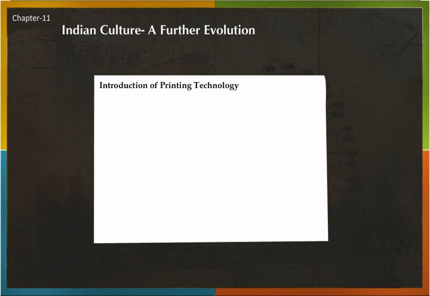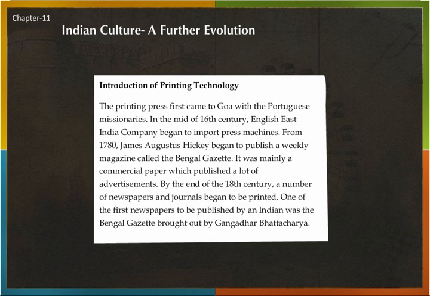Introduction of printing technology. The printing press first came to Goa with the Portuguese missionaries in the mid-16th century. The English East India Company began to import press machines. From 1780, James Augustus Hickey began to publish a weekly magazine called the Bengal Gazette. It was mainly a commercial paper which published a lot of advertisements. By the end of the 18th century, a number of newspapers and journals began to be printed. One of the first newspapers to be published by an Indian was the Bengal Gazette, brought out by Gangadhar Bhattacharya.